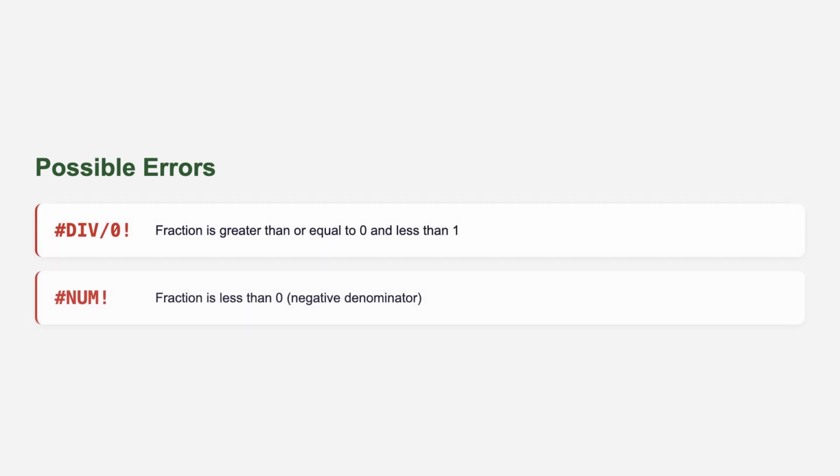Watch out for common errors. A #DIV/0! error occurs when the fraction argument is greater than or equal to 0 and less than 1. A #NUM! error occurs when the fraction is negative.